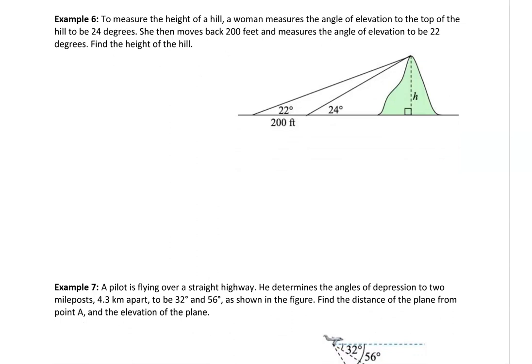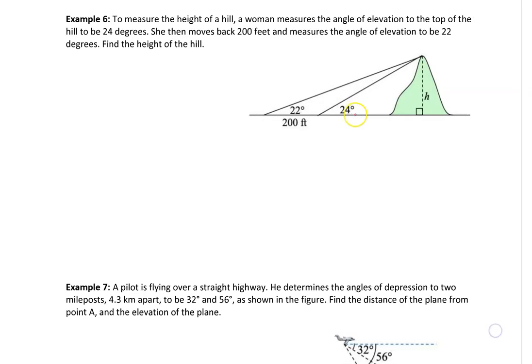To measure the height of a hill, a woman measures the angle of elevation to the top of the hill to be 24 degrees. This is your angle of elevation. Then she moves back 200 feet and measures the angle of elevation to be 22 degrees. So this angle is 22 degrees, and this length here is 200. Find the height of the hill. And so when we're working with this problem, we have two different triangles going on. Our goal is to find H, but we might have to find some stuff in between.